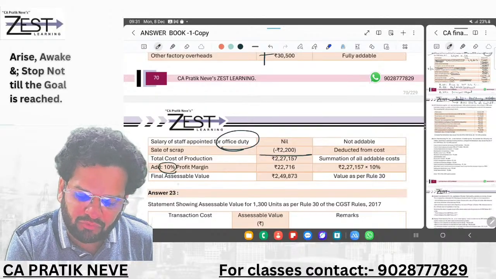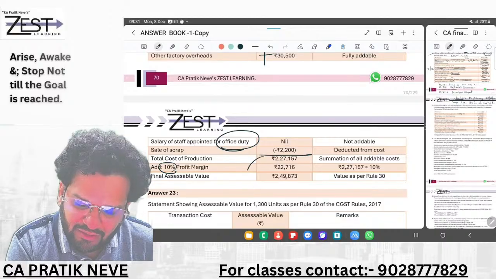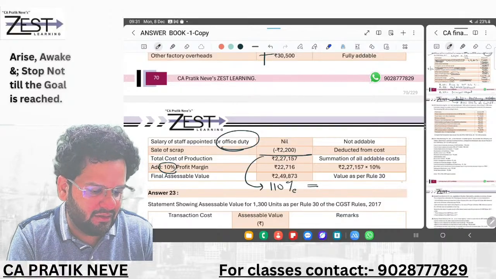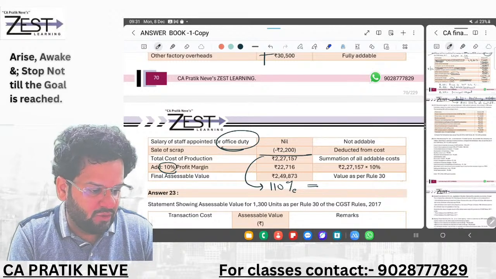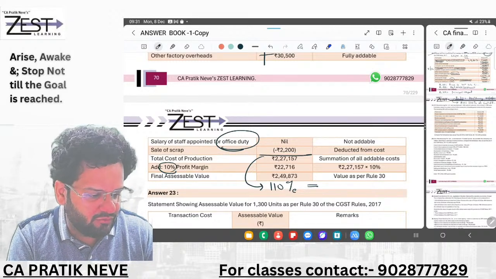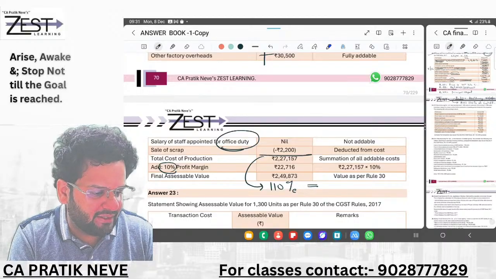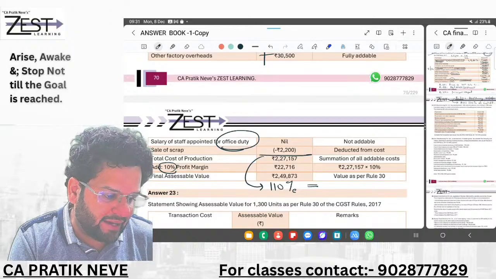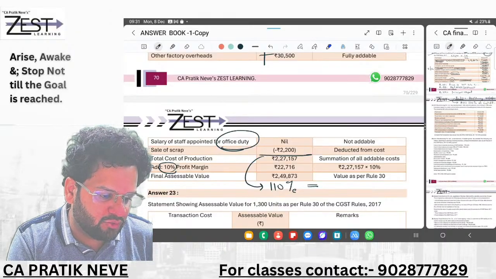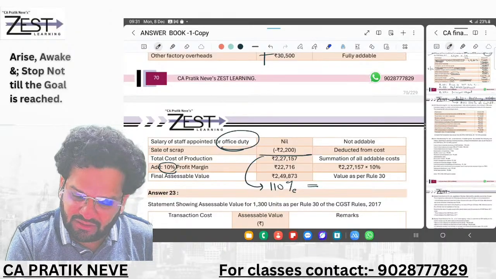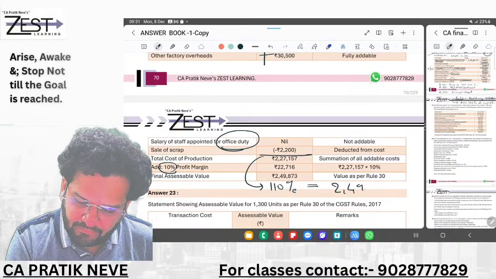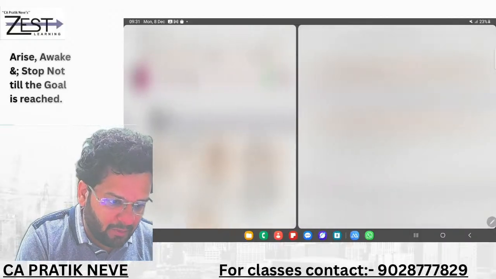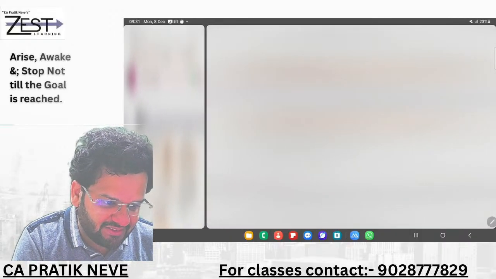Add 10% profit margin, or you can directly do 110% of this. You will get assessable value. 2,27,157 into 110%, 2,49,873. Is it clear? So it is like bonus.